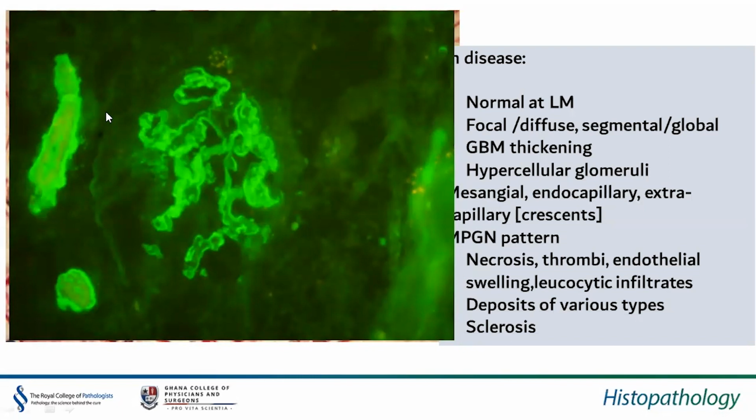Here we have a linear pattern of staining in this figure. This is a linear pattern of staining along the capillary walls. And this antibody is IgG. And this is intense staining along the capillary walls. This was taken from a case with anti-GBM nephritis.